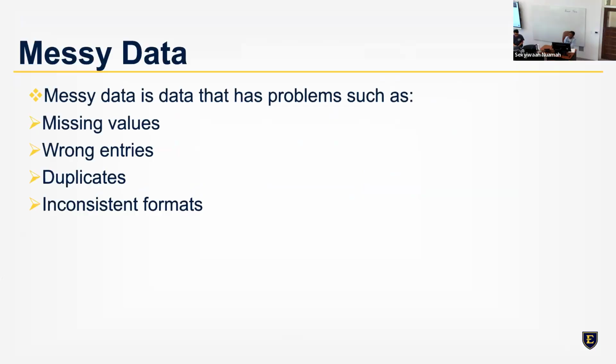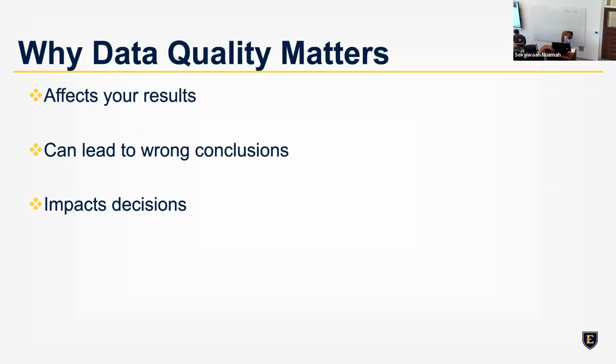So what is messy data or bad data? It is any data that has some of these problems like missing values, wrong entries, duplicates, and inconsistent format. Why does our data need to be of quality? Because it will affect our results. If our data is so bad that it has some missing values, some important details that are missing, our analysis or result is not fully conclusive that this is the true result. It kind of affects our credibility of what we've done. And this can lead to wrong judgment.